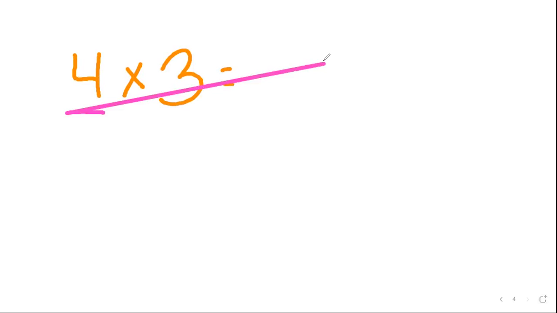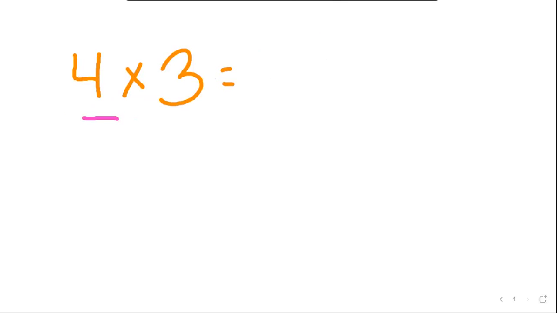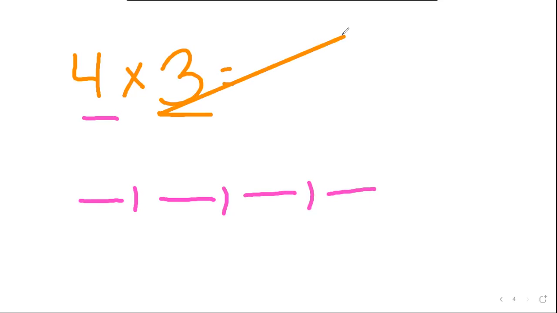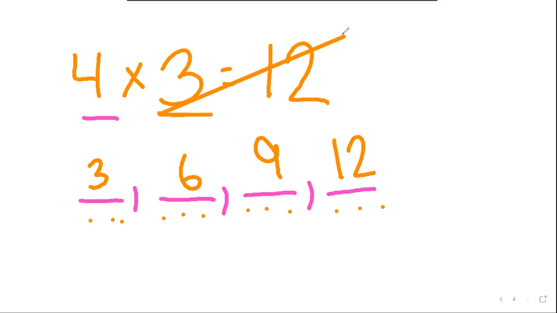If I have 4 times 3, okay, I'm going to skip count to multiply. I have 4 as my first factor, okay? 4 is my first factor, all right? That means I have 4 groups. 1, 2, 3, 4. And then on the lines, I'm going to count by 3s. So I'm going to get 1, 2, 3, 4, 5, 6, 7, 8, 9, 10, 11, 12. So 4 times 3 equals 12. So I'm skip counting by 3s here. 3, 6, 9, 12.